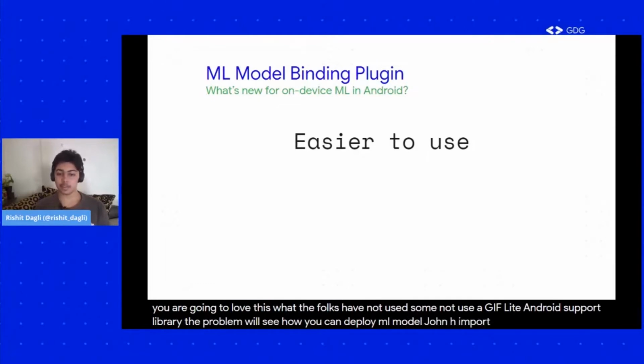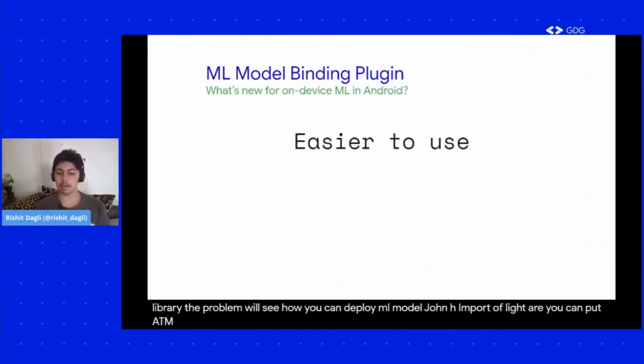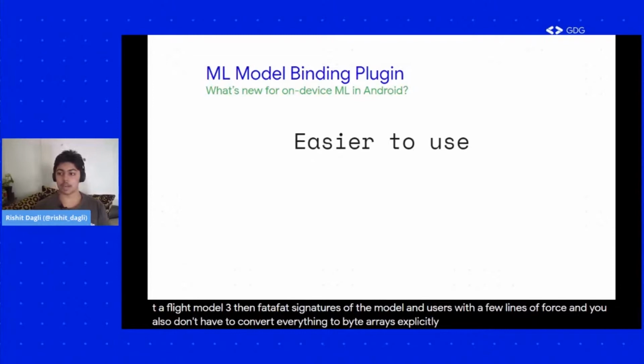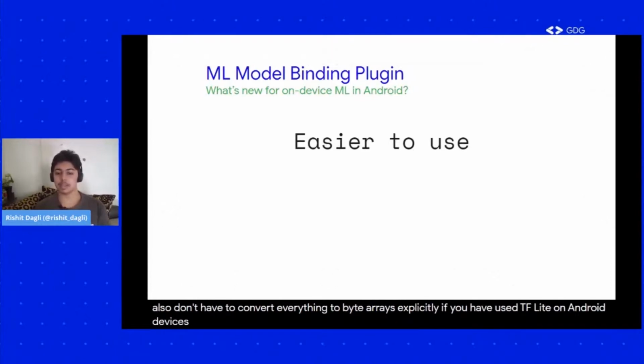You can import a TF Lite model, read the input and output signatures of the model, and use it with just a few lines of code. And you also don't have to convert everything to byte arrays explicitly. If you have used TF Lite on Android devices earlier, you know that you had to explicitly convert everything to byte arrays. You no longer have to do that with the ML model binding plugin.